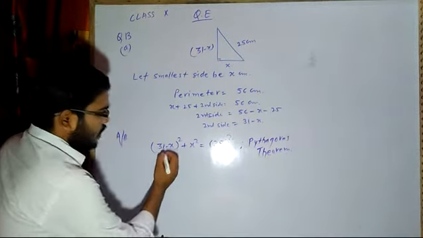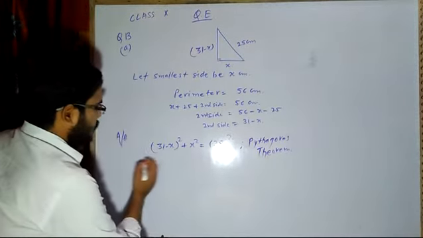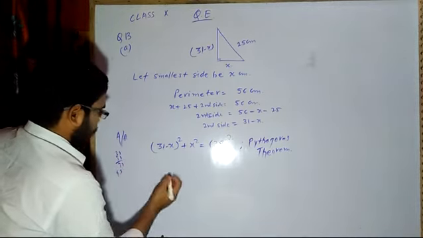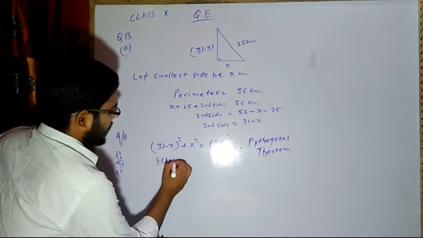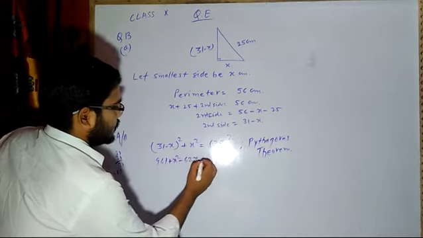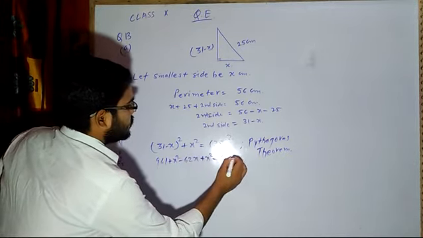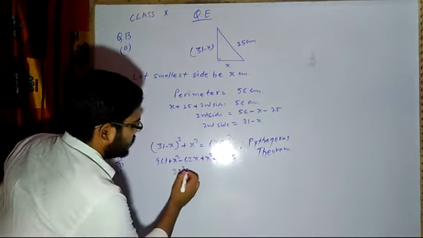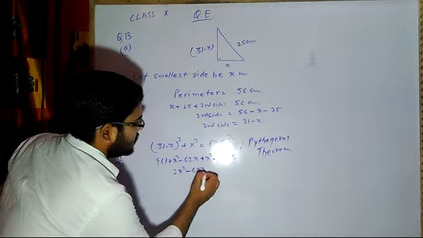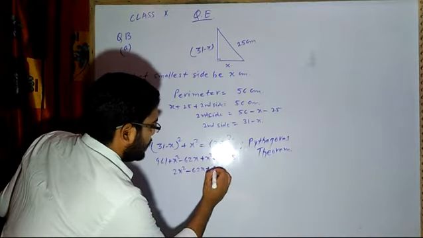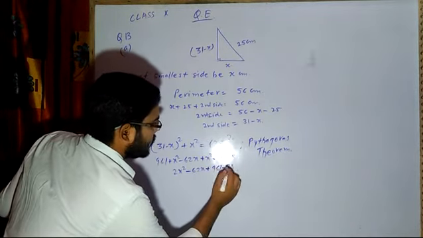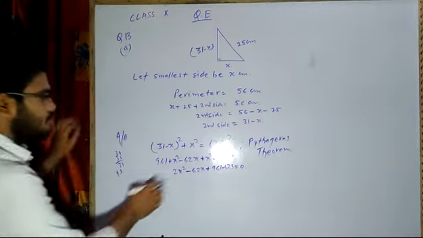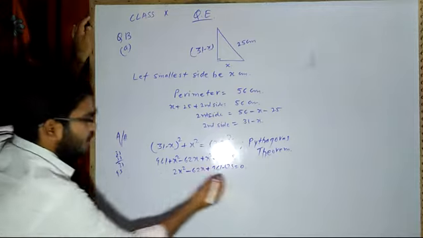Now here you see, 31 square will be how much? 31 into 31, that is 961 plus x square minus 62x plus x square is equal to 625. Now x square plus x square will be equal to 2x square minus 62x. Then we have plus 961 minus 625 is equal to 0. I can bring this to this side. These are the arrangement methods that we have arranged. So 961 minus 625.